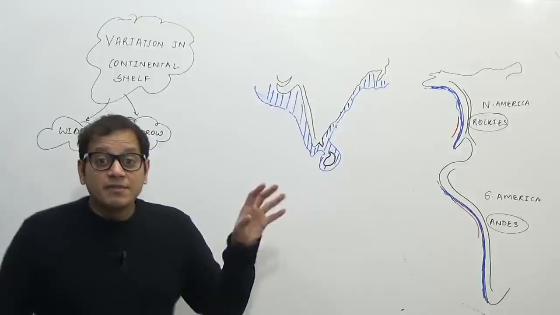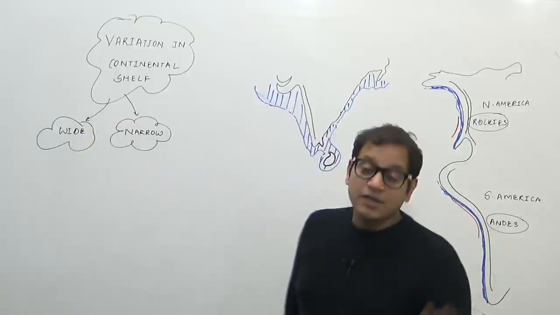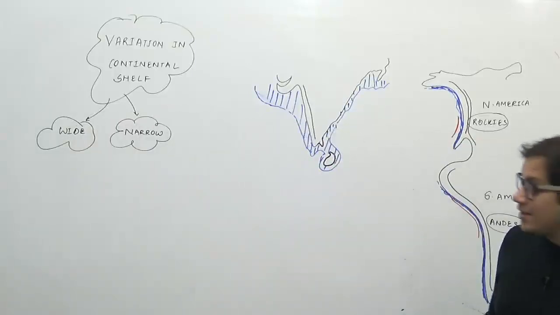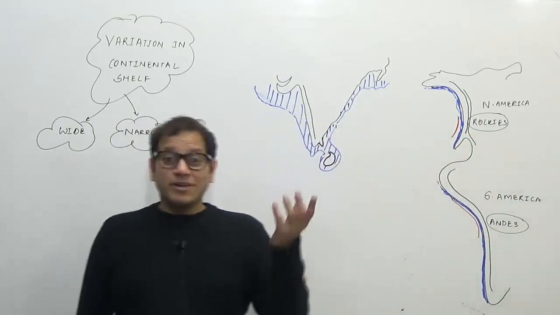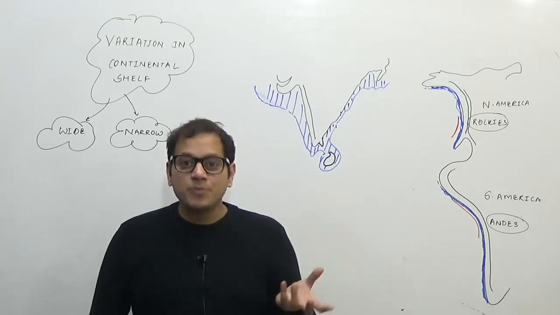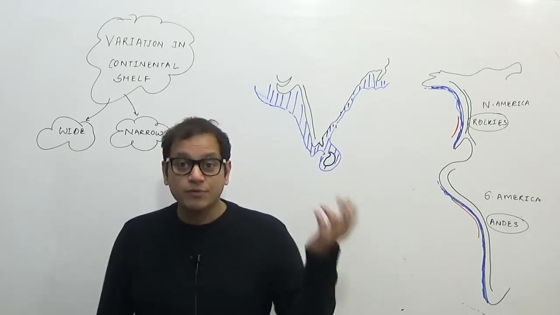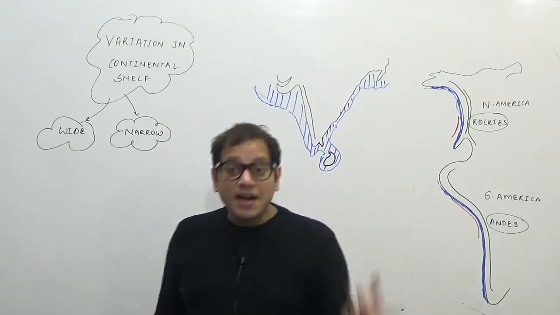So in the previous lecture, we did the continental shelf, the continental slope, and the continental rise. Now, out of all these three features, what is more important from the economics point of view, from the examination point of view, is the continental shelf. Why is it more important?